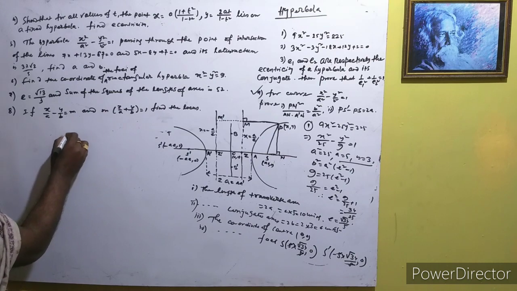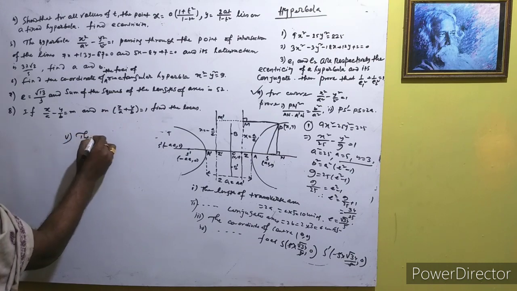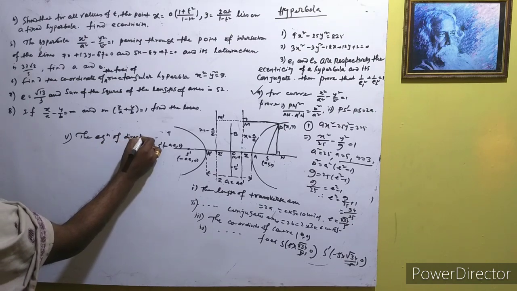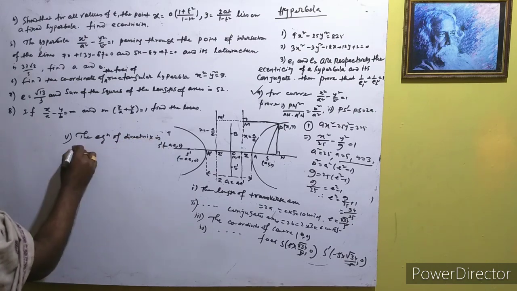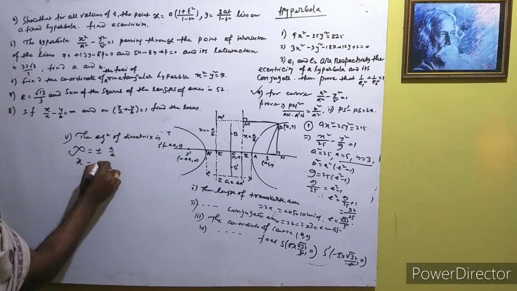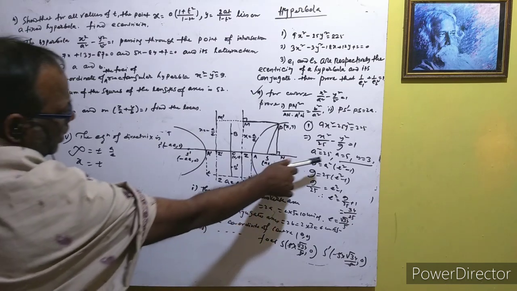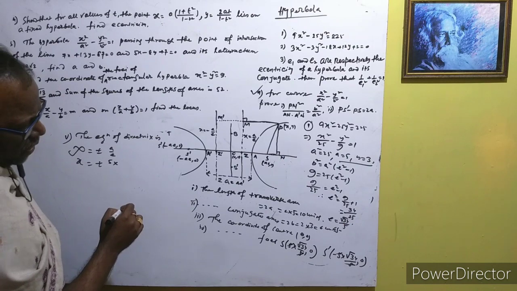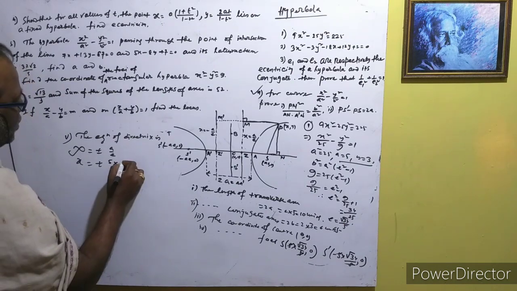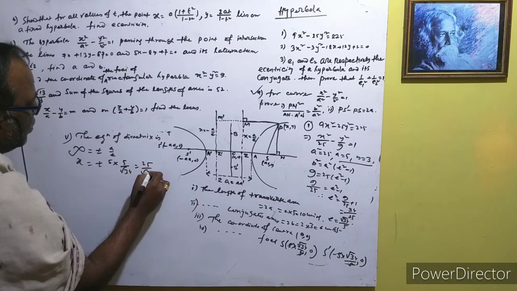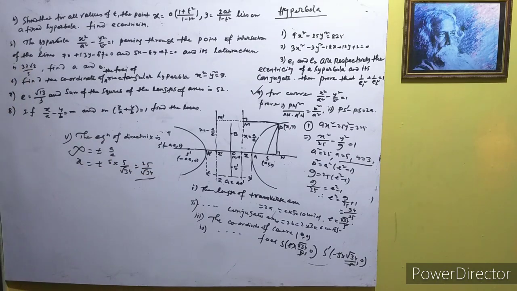And now 5 is the equation of the directrices. The equation of the directrix is x is equal to plus minus a by e. So you can write plus minus a. Again a means 5 and e means root 34 by 5, that is 5 by root 34, that is 25 by root 34. Okay. So this is all the points for question number 1.